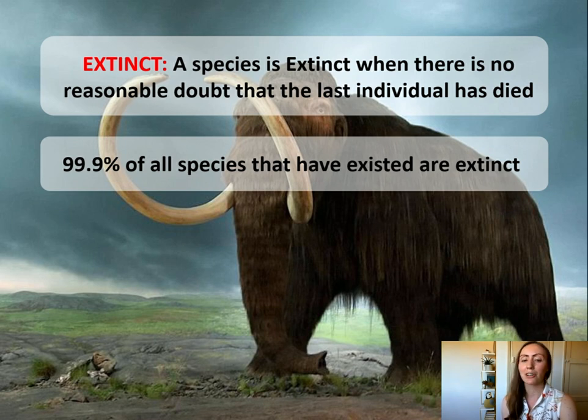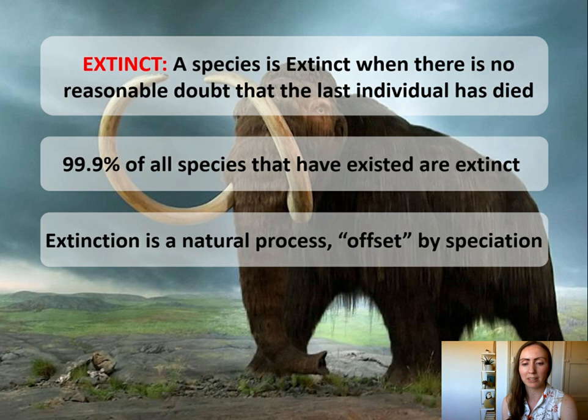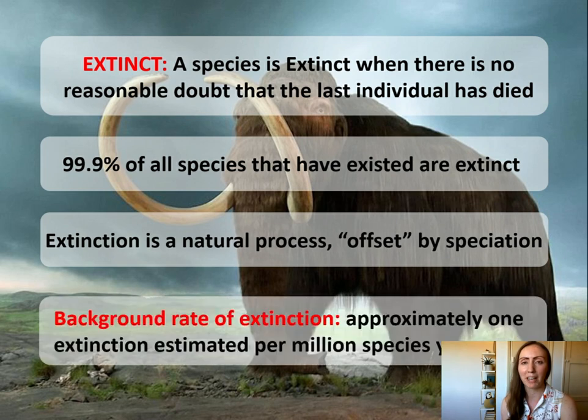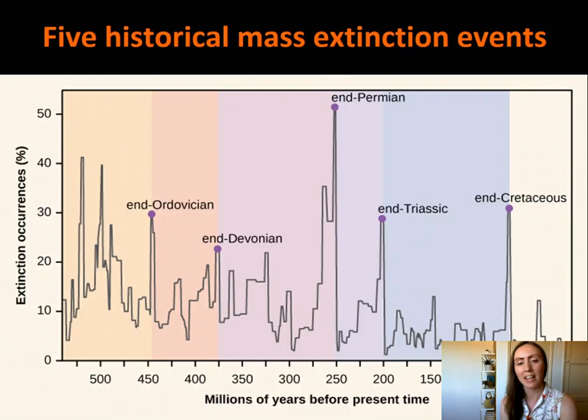Well, extinctions are offset by speciation. These are both fundamental evolutionary processes. And throughout the majority of time that there's been life on Earth, there's been a pretty constant background rate of extinction. So on average, a few species go extinct and a few species arise every million years per lineage. However, occasionally, this is interrupted by what we call mass extinction events. And there have been a total of 5 such events recorded in the Earth's fossil record.